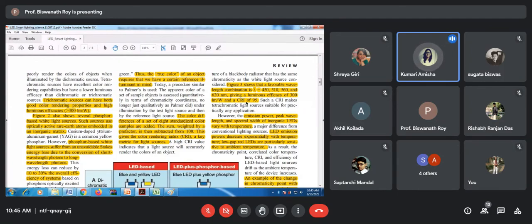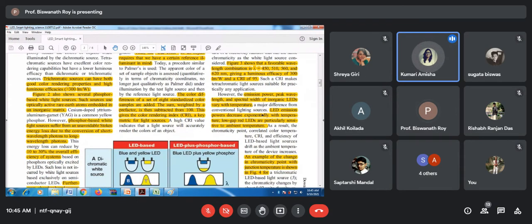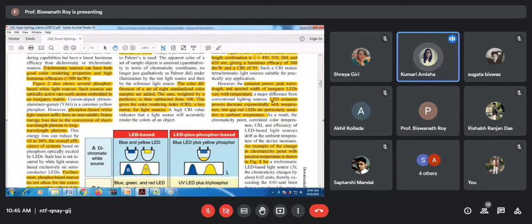white light source considered. Figure 3 shows that a favorable wavelength combination of lambda equals to 450, 500, 560 and 620 nanometer gives a luminous efficacy of 300 lumen per watt and a CRI of 95. Such a CRI makes tetrachromatic light sources suitable for practically any application.